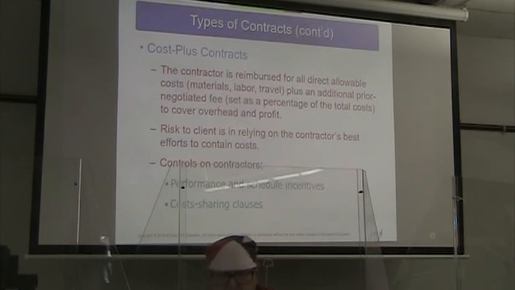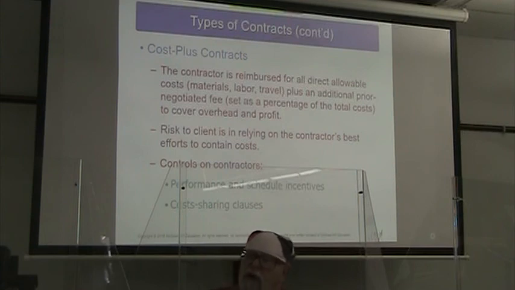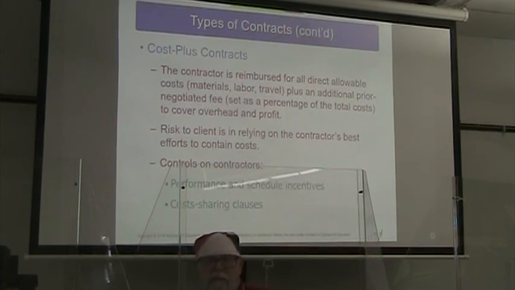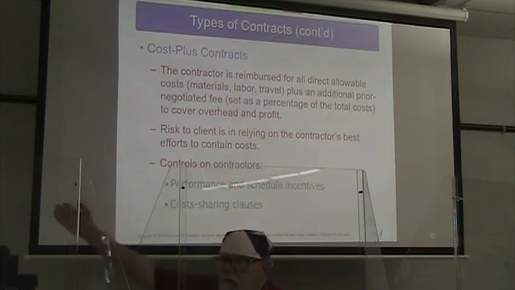Cost plus contracts, the contractor is reimbursed for all the direct allowable costs, material, labor, travel, plus a fee. That might be a percentage, and that's usually how it's done, that covers their overhead and profit. The risk to the client is, what if the contractor is just going wild and letting the costs run wild?